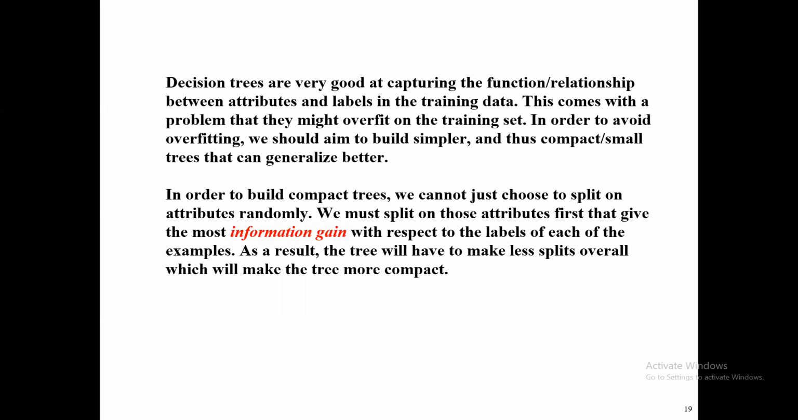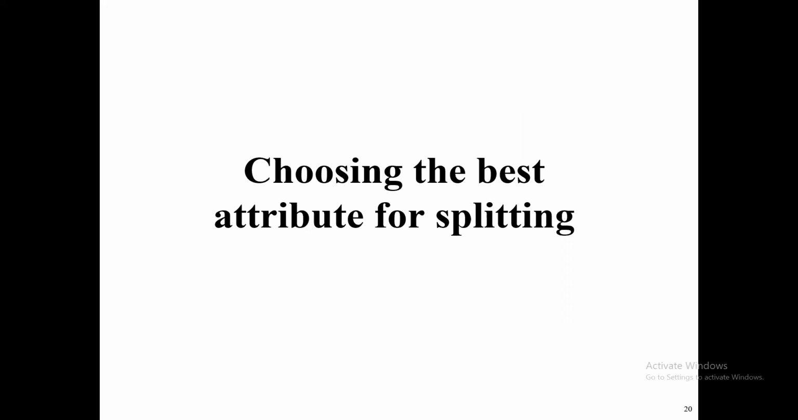Decision trees are very good at capturing the relationship between attributes and labels in a training dataset. We saw a glimpse of how that happens in the previous lectures, right? So this comes with a problem actually. The problem is that it might overfit on the training dataset. So in order to avoid the overfitting, we should aim to build simpler and thus more compact trees that can generalize better for unknown or unseen examples, right?